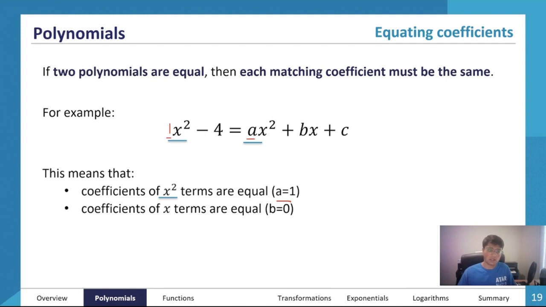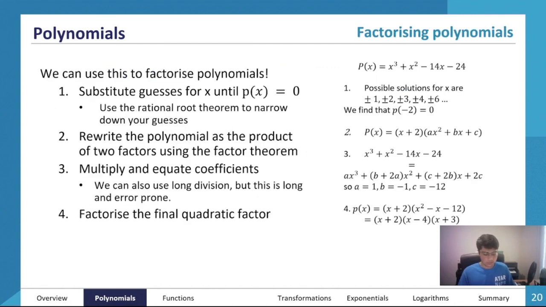Similarly, we can see that the x terms are going to be equal, and that tells us that b is equal to 0. In this case, you can imagine there being a plus 0x term here, and so that 0 is going to be equal to b. And then c is equal to negative 4. So now that we have all these tools in our arsenal, we can use this to fully factorize a polynomial.